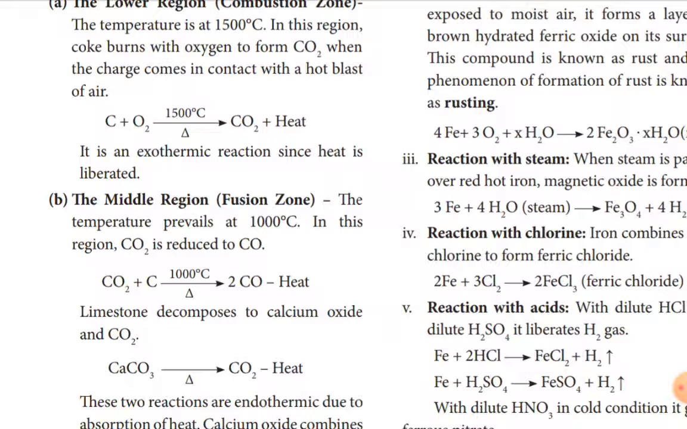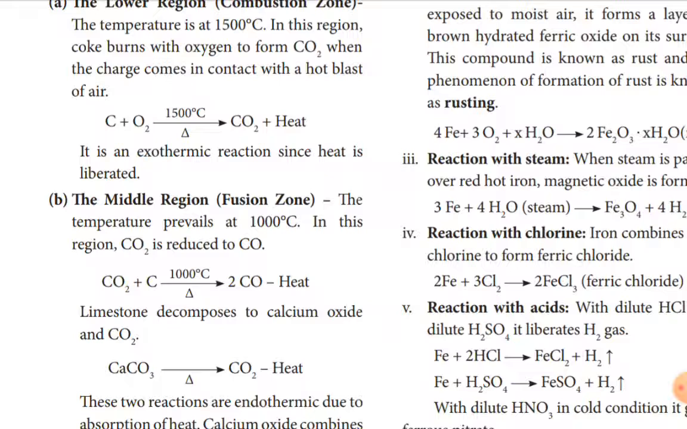See, the carbon dioxide is reduced to carbon monoxide. Reduced means the removal of oxygen. Carbon dioxide to carbon monoxide. So carbon dioxide further reacts with the carbon, that is the coke, which is added in the charge. Carbon dioxide further reacts with the coke at 1000 degrees Celsius, turning to carbon monoxide.